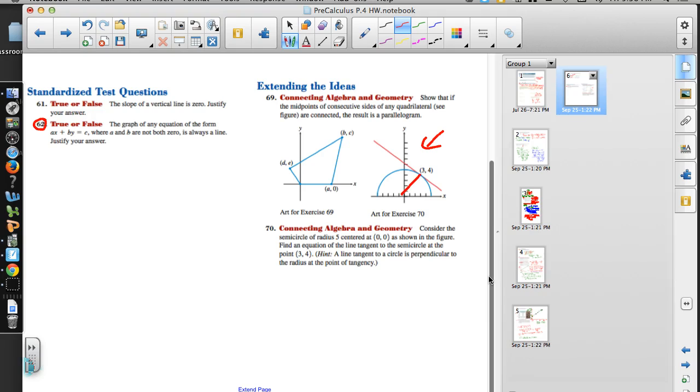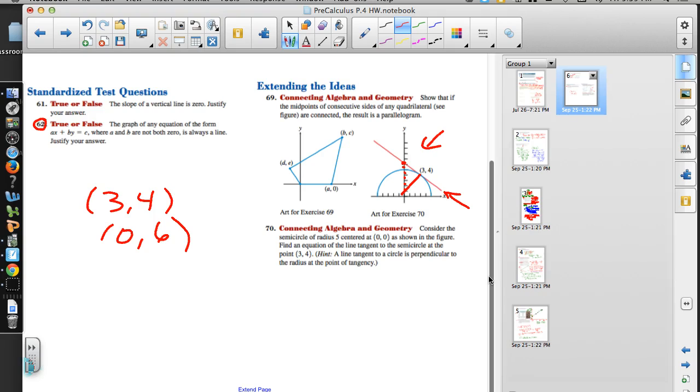Well, tangents are always perpendicular. So like it says, the hint is a line tangent to a circle is perpendicular to the radius at the point of tangency. So if we can figure out the slope of the red line, then we can use the opposite and reciprocal slope to get this. And it appears that that lands right on a grid point. So our slope, we'll use the point 3, 4 and 0, 1, 2, 3, 4, 5, 6. And that will get us what we need.